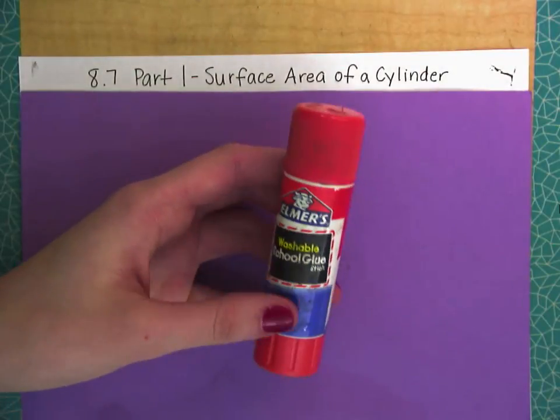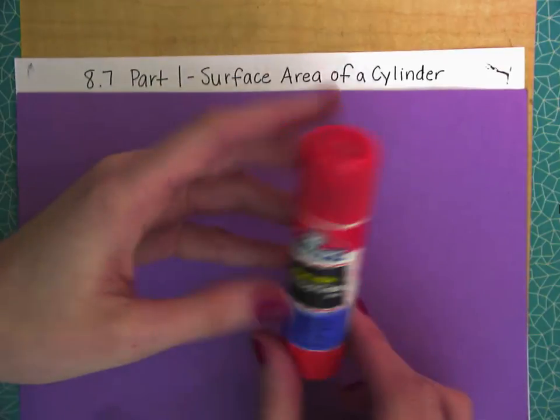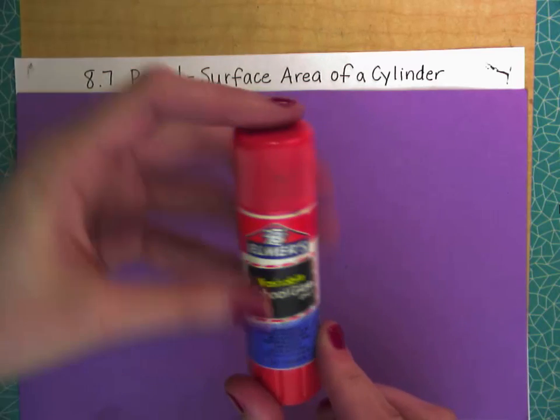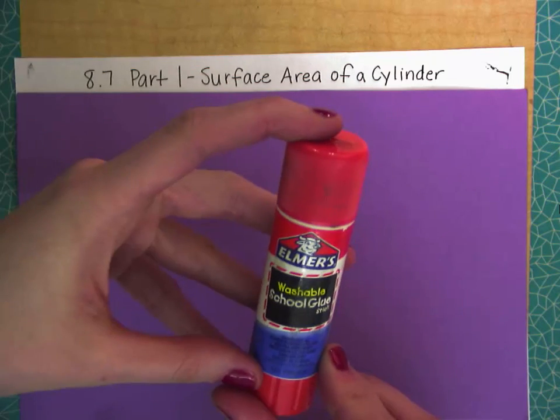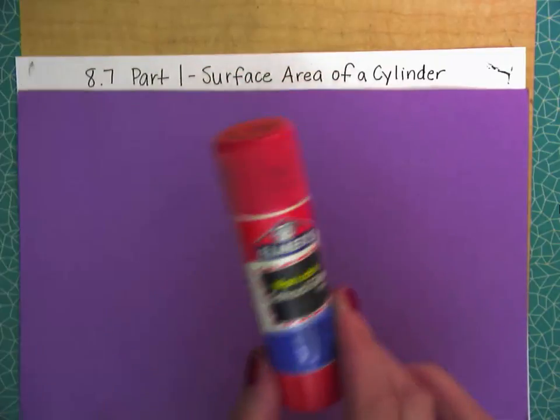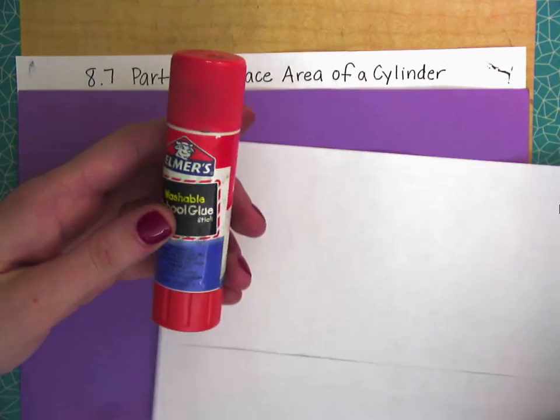Before, on Friday, we were talking about finding the volume. So, how many cubic units would it take to fill up this glue stick, basically? So today, we're going to be looking instead at how to find the surface area of this object.